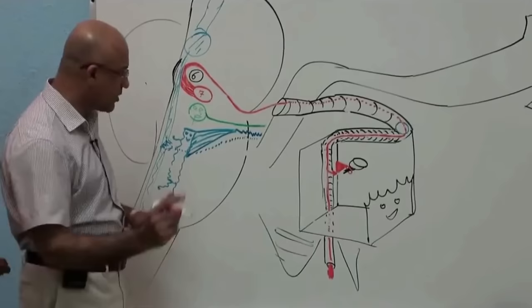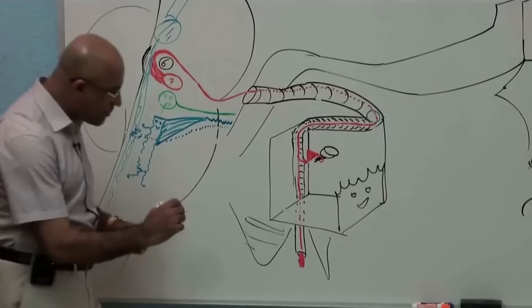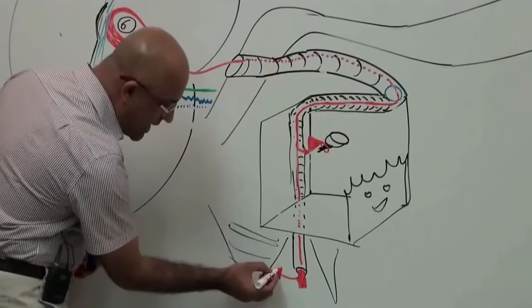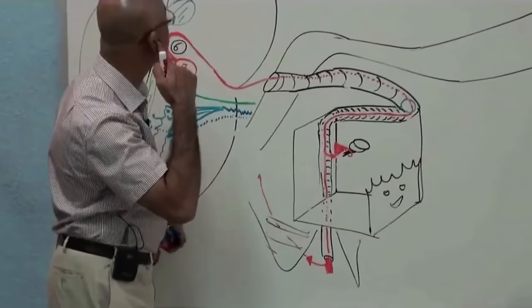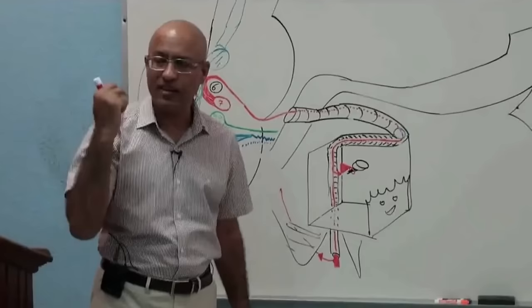After that, this has gone down and come out at which point? Stylomastoid foramen. When it comes out at the stylomastoid foramen, it gives different branches. First of all, it gives a branch which goes backward and upward. So what is it called? Posterior auricular branch, because it is going on the back of the ear.